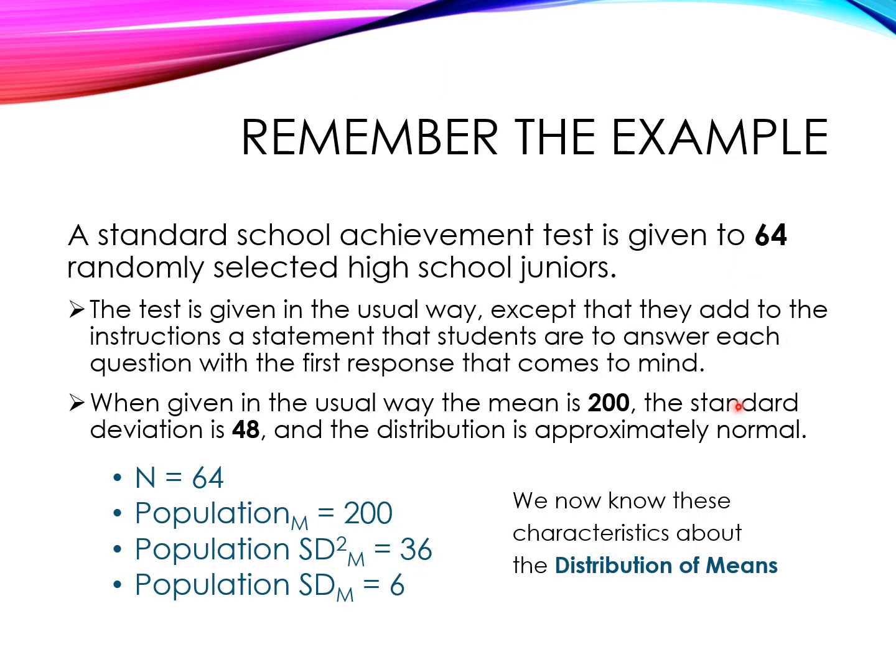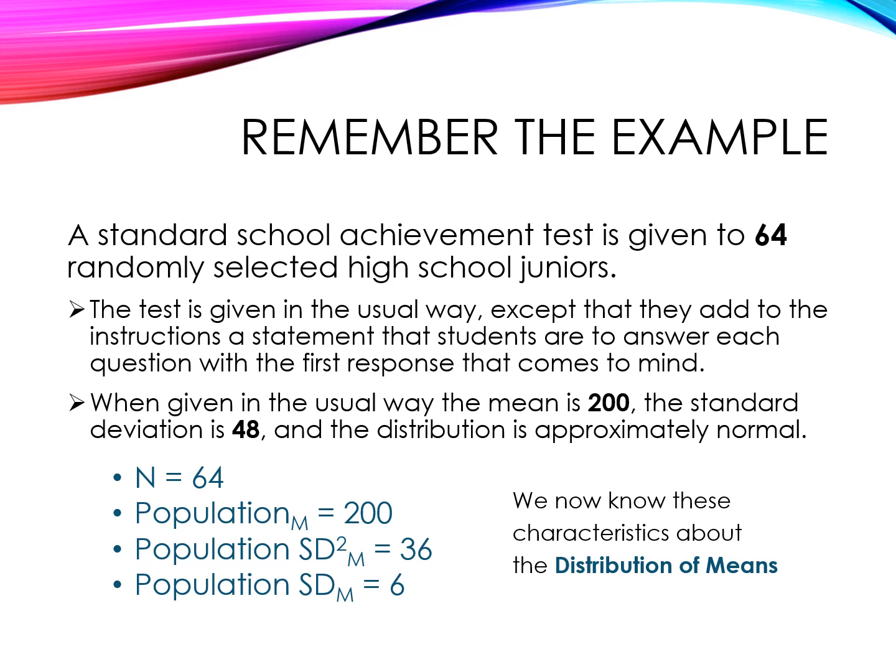Okay, so remember the example. We had an N of 64. The population mean, sorry, the population mean was 200, and that was also the population mean of the distribution of means, 200, okay? We had population variance for the distribution of means was 36, and the population standard deviation for the distribution of means was 6. We know these characteristics about the distribution of means. Okay, so this is our example.